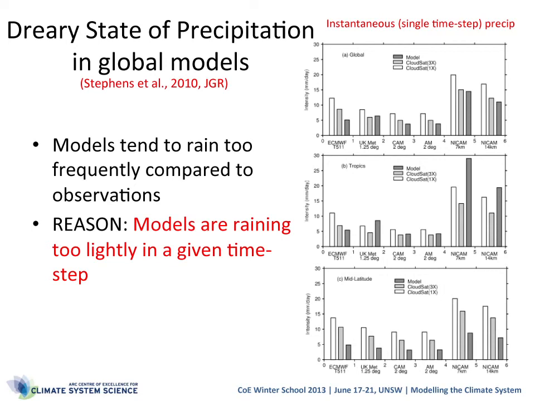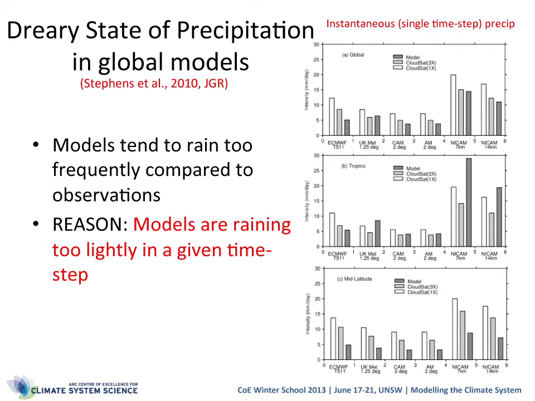So you have some of these models at your typical GCM resolutions. You can show that compared to CloudSat observations, which have been scaled up to match, so basically you're comparing apples to apples, the models are raining too lightly compared to the observations, except for probably here you've got one exception, the NICAM in the tropics.